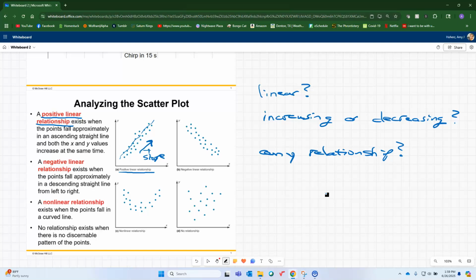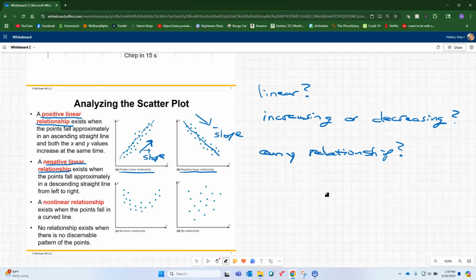Same thing with this one. A negative linear relationship is going to be just the same, except it's got a negative slope. So it looks like it's kind of linear. The points are kind of trending in a downward line, but it has a negative slope. As you go from left to right, read it left to right just like you read a book, left to right, it goes downward. So we call that a negative linear relationship. As the x's get bigger, the y's get smaller.